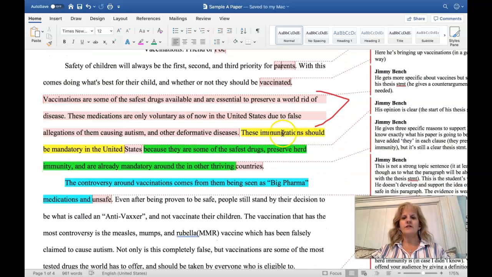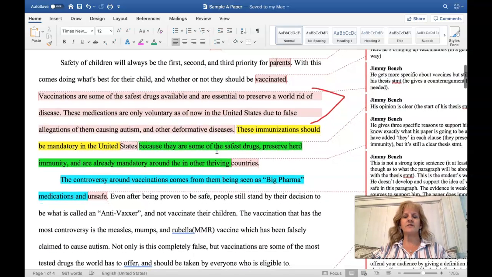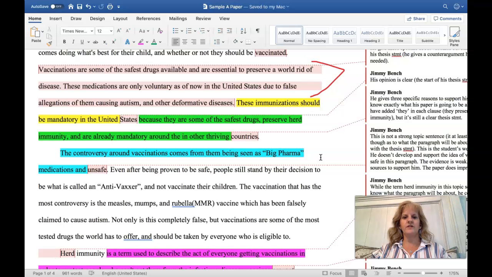Okay, so here is where his thesis statement starts. So he gets really narrow here and tells us exactly what he's trying to persuade his audience of. So the opinion is that immunizations should be mandatory in the United States. So that's his clear opinion. I like that he gives it straight out. And then he just gives the reason straight out. He gives me three specific reasons, so I know exactly what his paper will be about. He's going to be talking about how the immunizations are safe, they preserve herd immunity, and they are already mandatory around other countries that are doing well. So, really good thesis statement, clear, concise, does a good job with that.